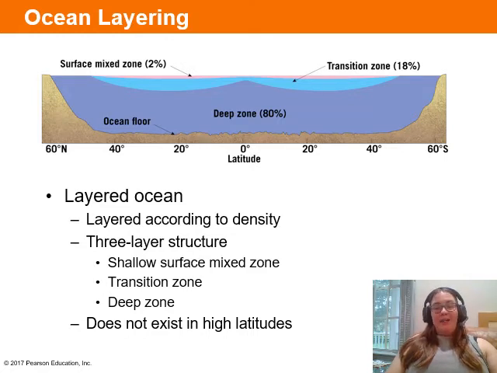But again, if we go to our higher latitudes, closer to our poles, you're going to see that these three layers don't exist. Instead, it's only going to be that deep zone water. Because the closer we get to the poles, not only the colder is it going to be, but the less sunlight we're going to receive, which means that even the surface water closer to our poles is all going to be very cold, very dense water.